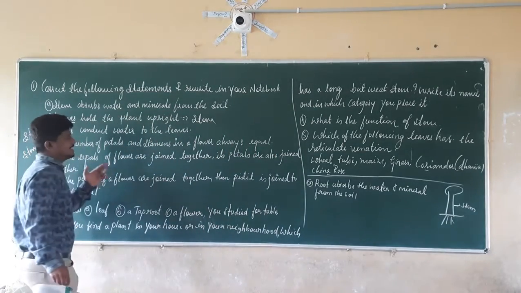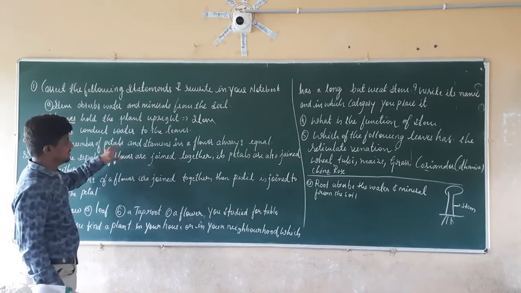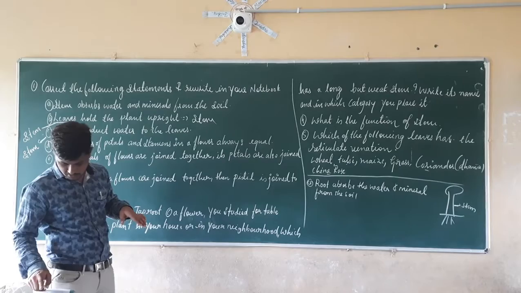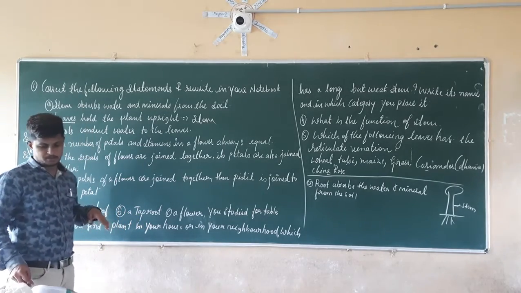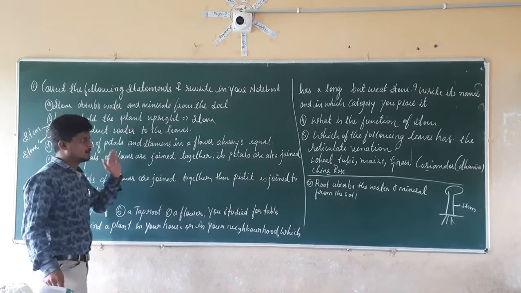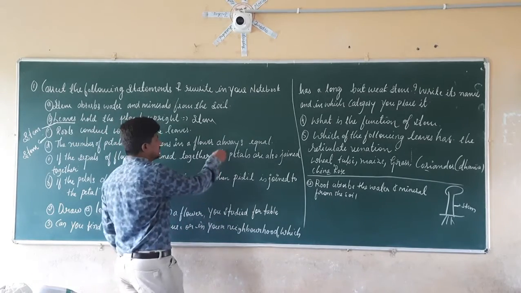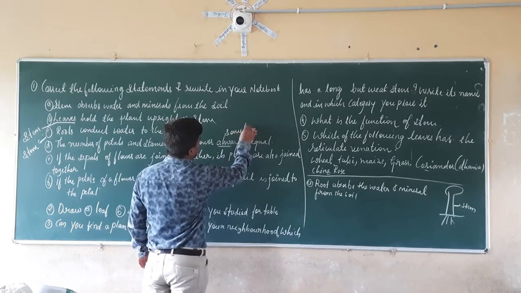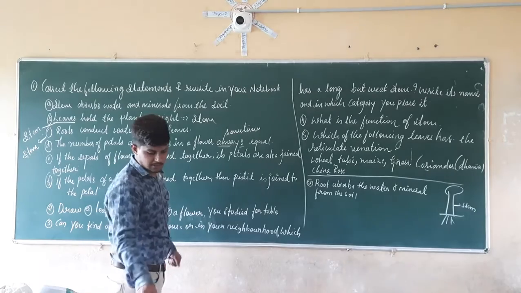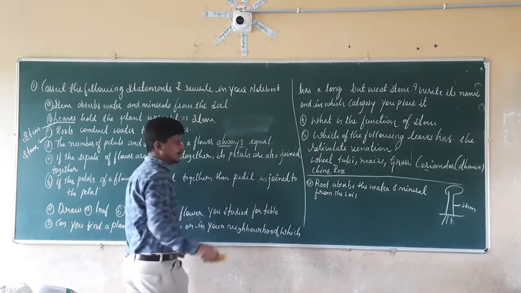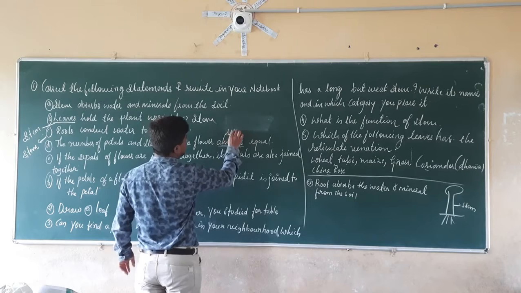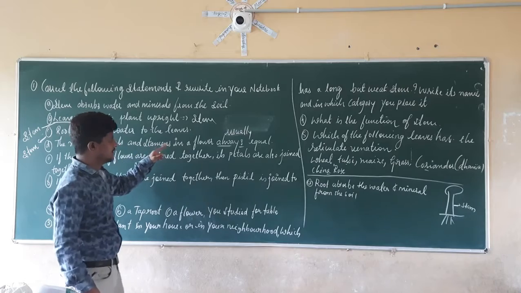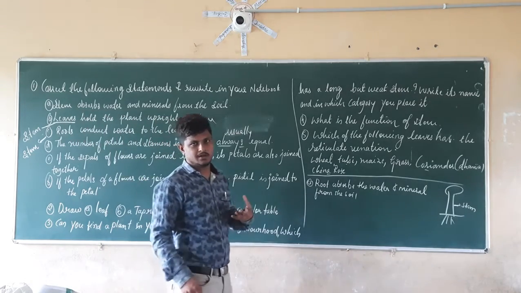The number of petals and stamens in a flower. Sorry, it's stamen only. If you check the statement here: the number of petals and stamens in a flower are always equal. So it is wrong. Instead of always, we have to say sometimes. Sometimes they are equal. Or instead of sometimes we can use usually. The number of petals and stamens in a flower are usually equal.